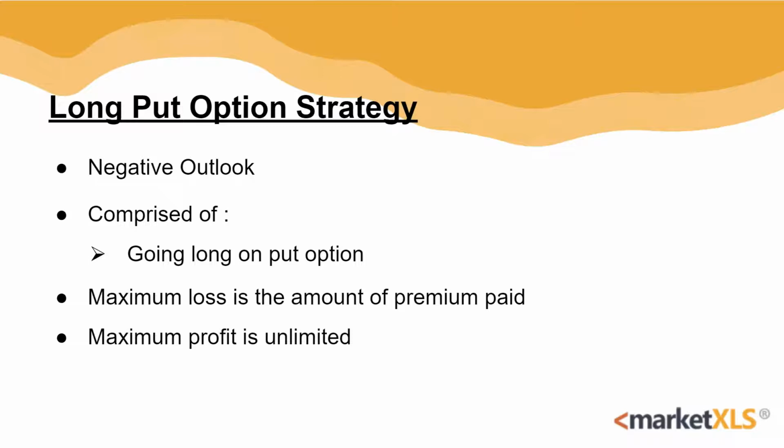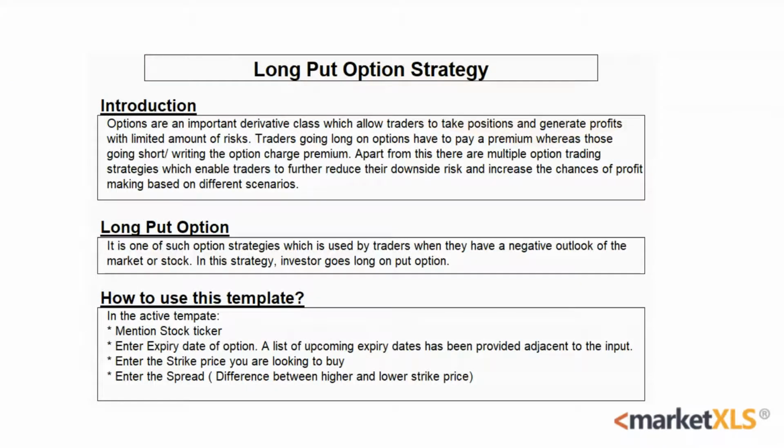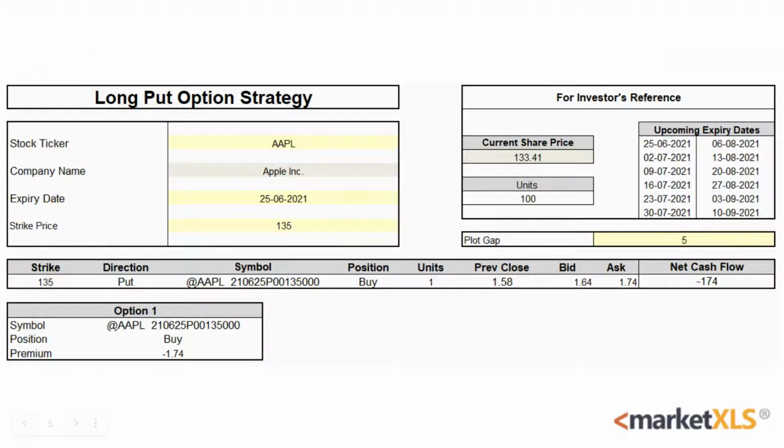MarketXLS offers a template for this strategy, and here's an introduction page. Here is the active template. The cells in yellow have to be inputted by the user, so the stock ticker, expiry date, strike price, and the plot gap. Some upcoming expiry dates, the current share price, and lot size are available for the investor's reference on the right.